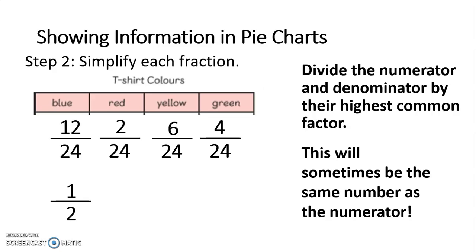I can do the same with red. I'm looking for the highest common factor. 24 is in the 2 times table. It's a multiple of 2. 24 divided by 2 is 12, and 2 divided by 2 is 1. In its simplest form, 2 24ths is 1/12.